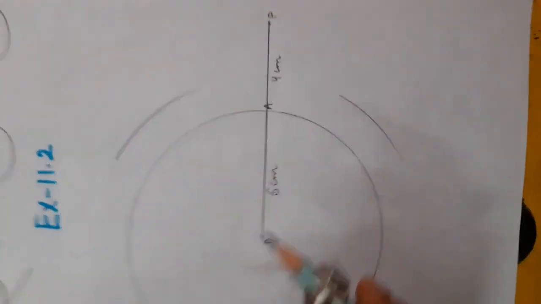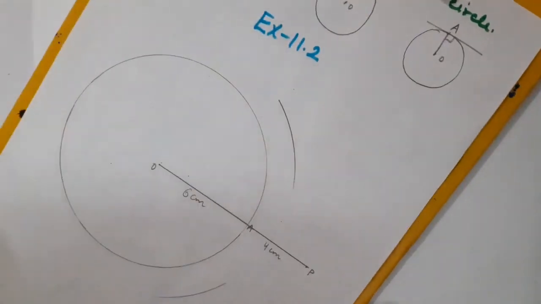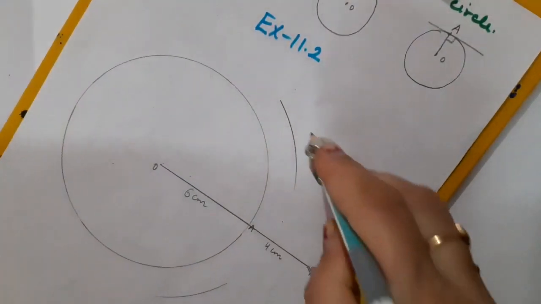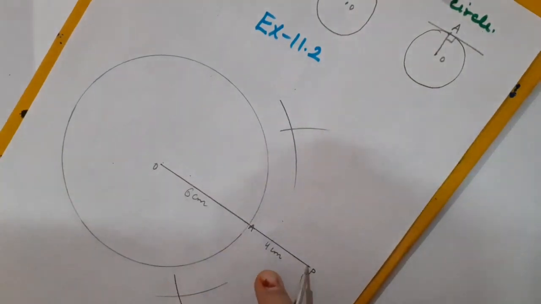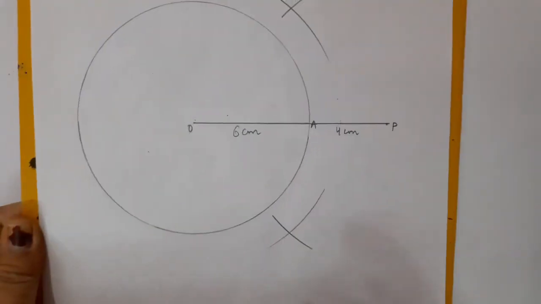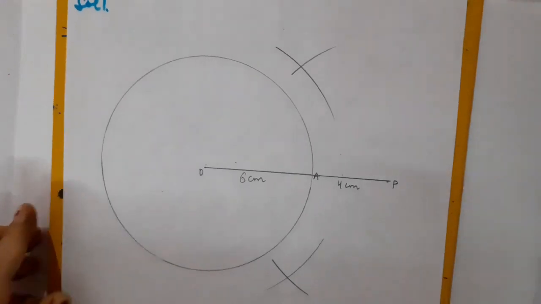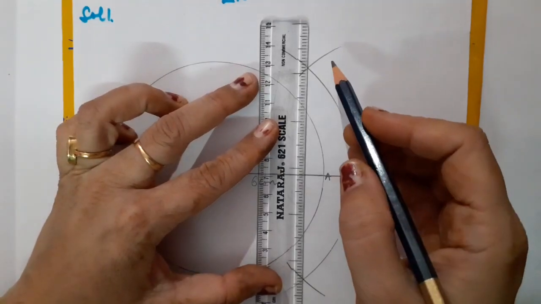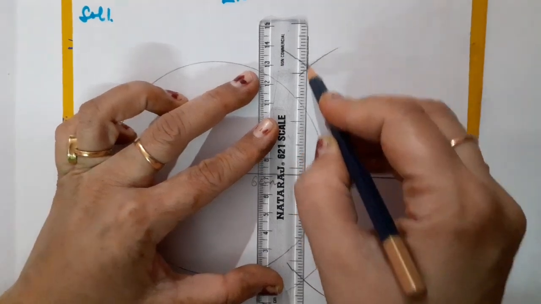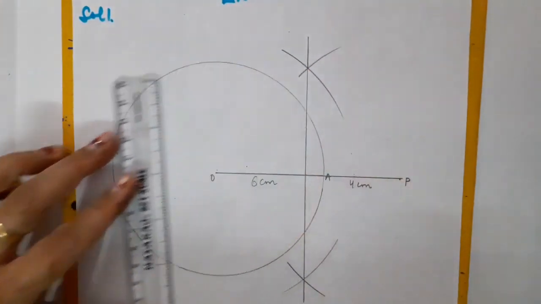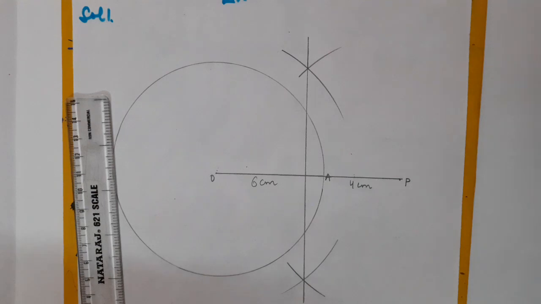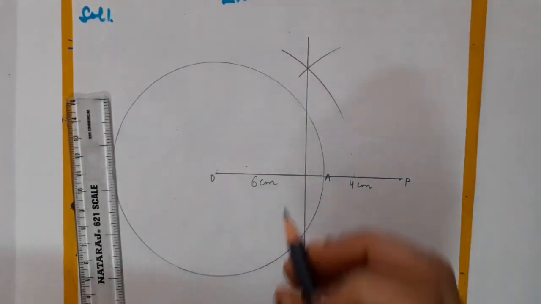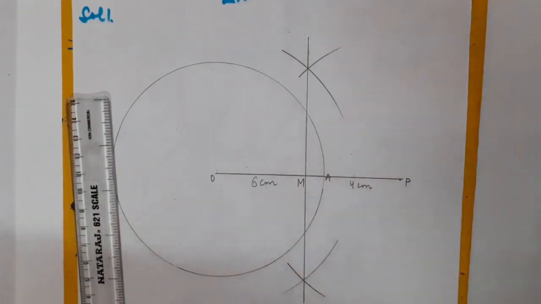draw two arcs from point O as well as from point P, which would cut the previous two arcs. Okay. Now I'm just going to draw the bisector of this line segment like this. Fine. Let this bisector cut this line OP at point M. So let this be point M.